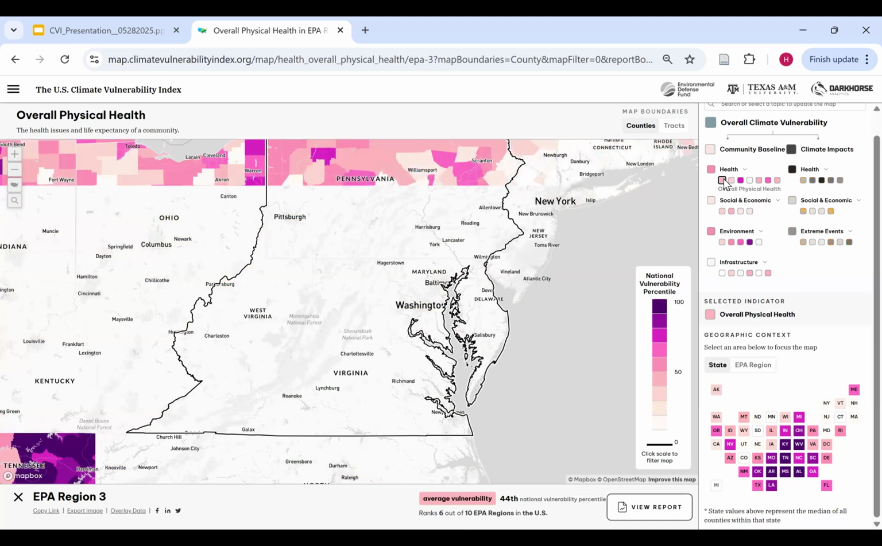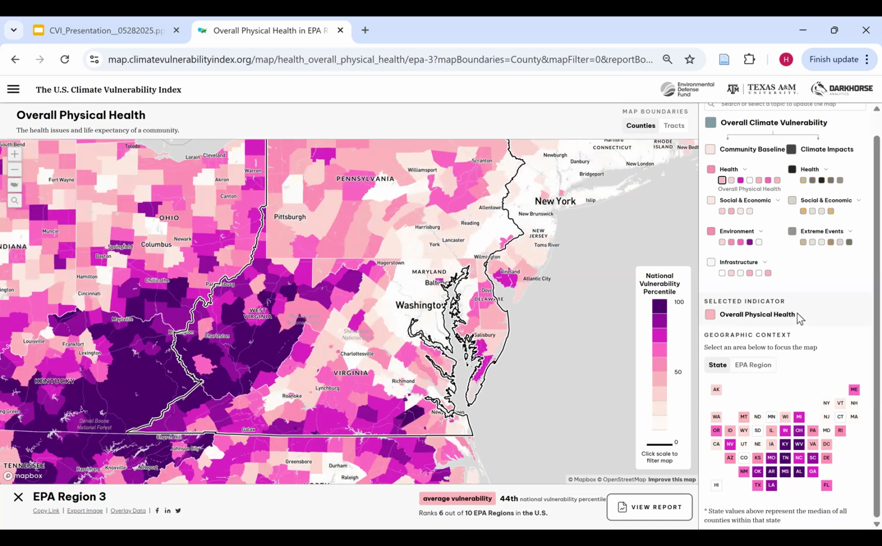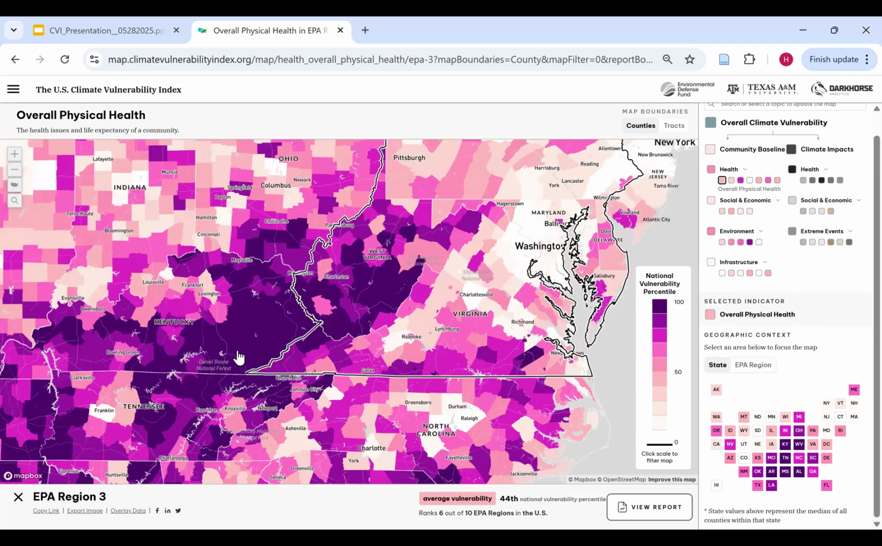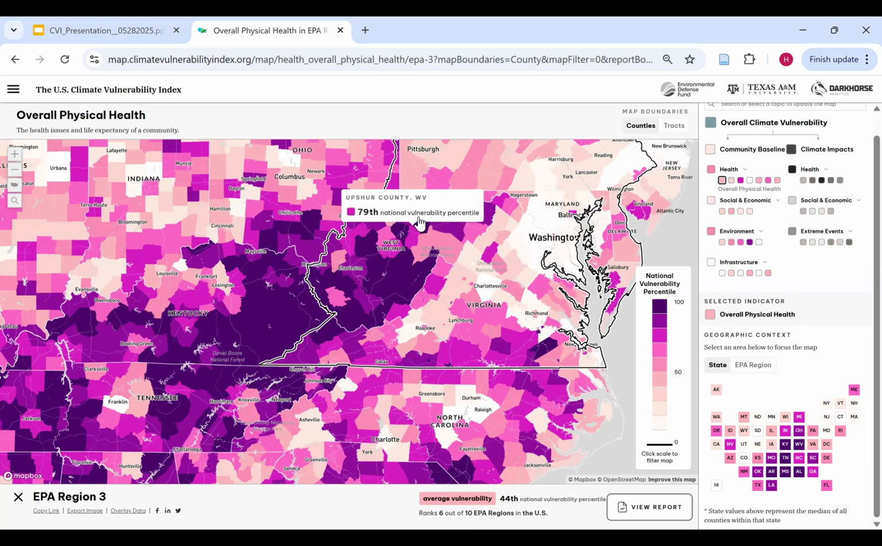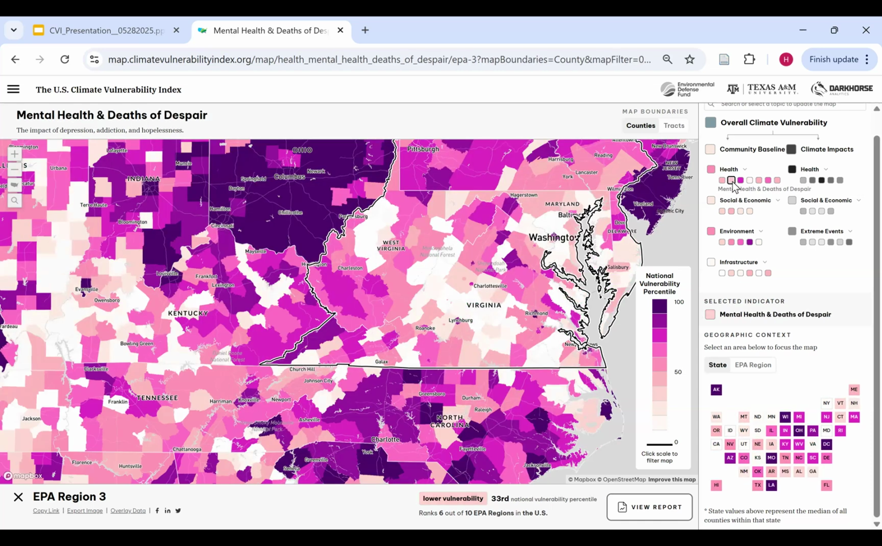So right now I am checking overall physical health. When you see the physical health, as you can see here, the middle areas of the United States are highly affected by physical-related health. When I click the next one, it is going to be mental health.